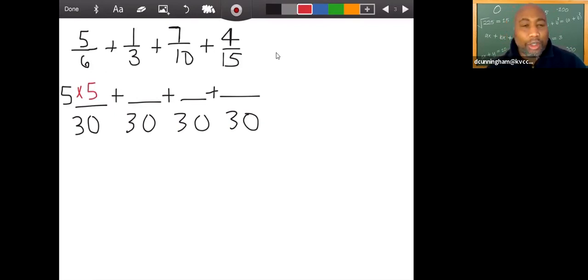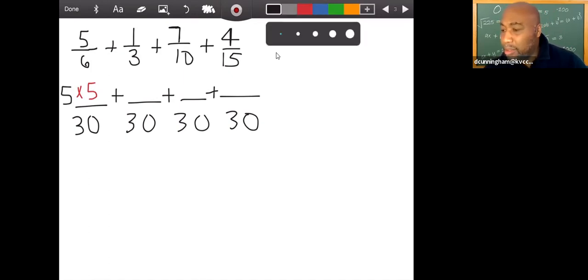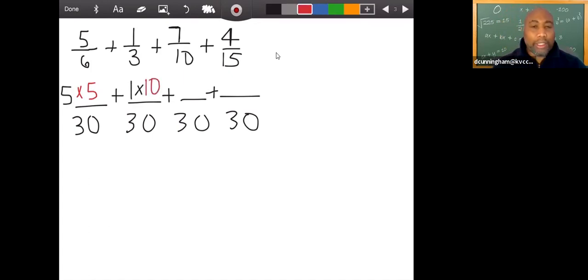For 3 to change to 30, the next one, we had to multiply 3 times 10. So this would be 1 times 10. Again, what we do on the bottom, we do on the top. For the 10 to become 30, for the third fraction, we're just looking at the denominator, we had to multiply 10 by 3. So we're going to multiply 7 by 3. You see the pattern we're doing here? And for the last one, the fourth fraction, for that 15 to become 30, we had to multiply it by 2. So we're going to multiply the numerator 4 by 2 and times 2.